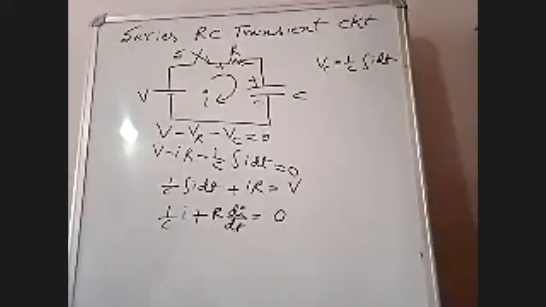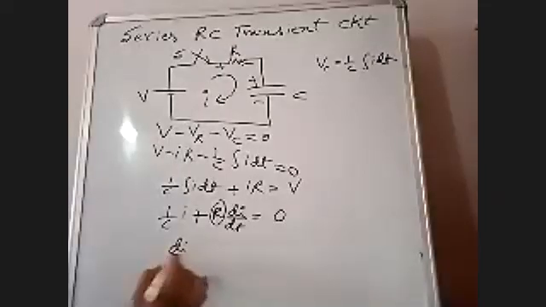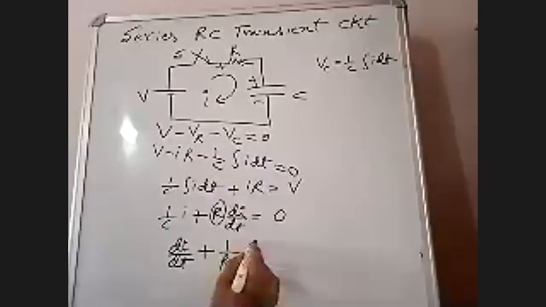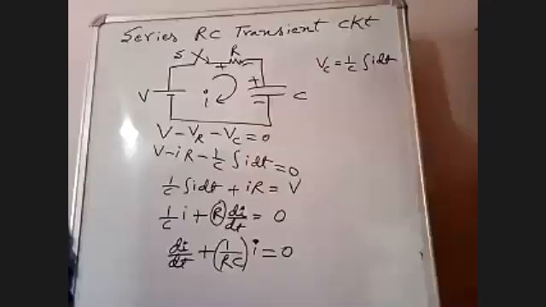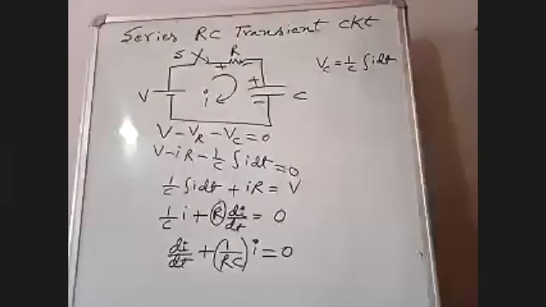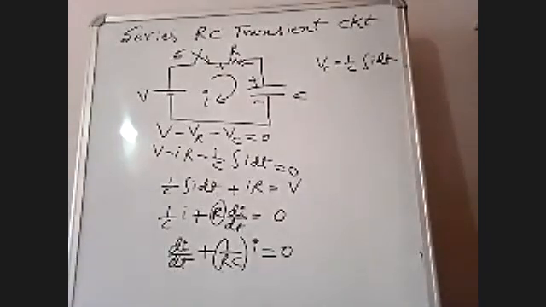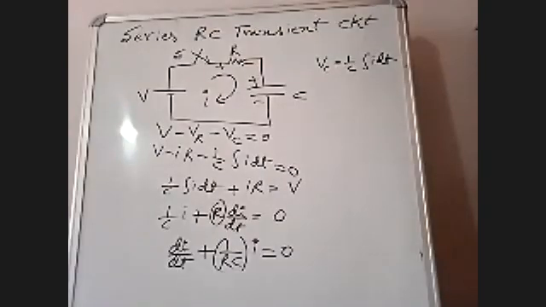Now we have to make the di by dt coefficient 1. Divide the entire equation with R. Make the coefficient of di by dt 1 for applying the first order differential equation.